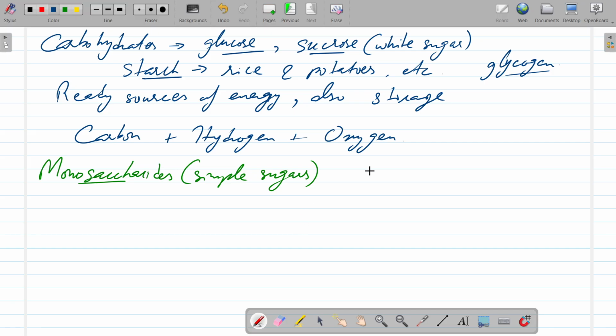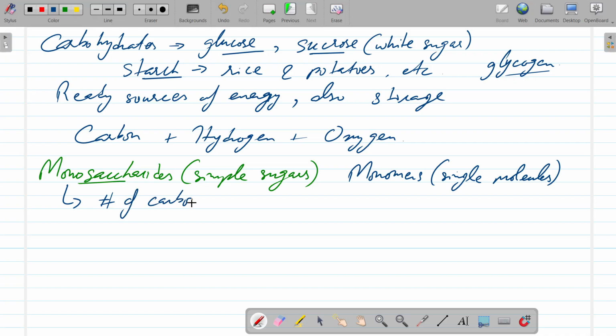Now, there's not just one type. Simple sugars basically mean that they are monomers, so they're single molecules of sugars. But they're different types depending on the number of carbon atoms that make up the sugar.